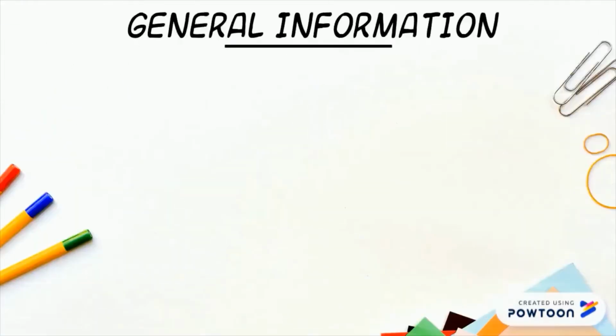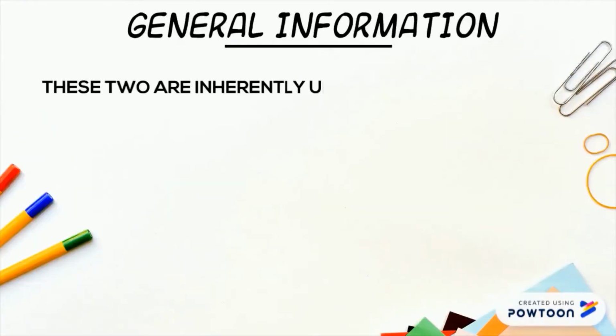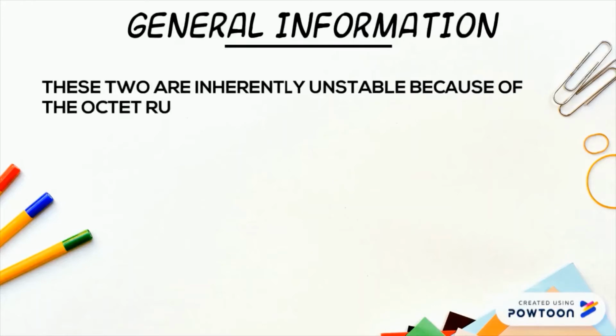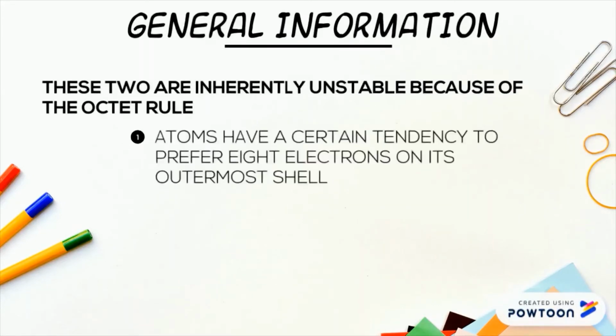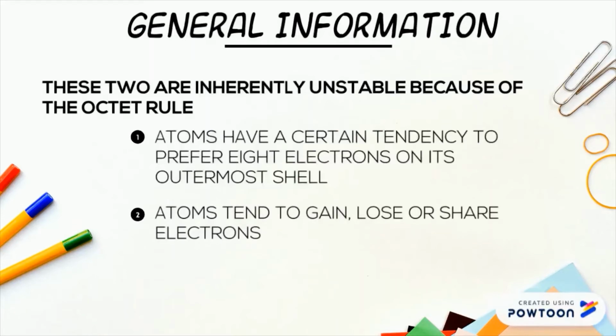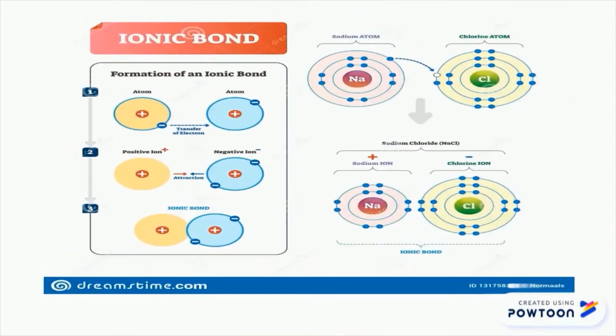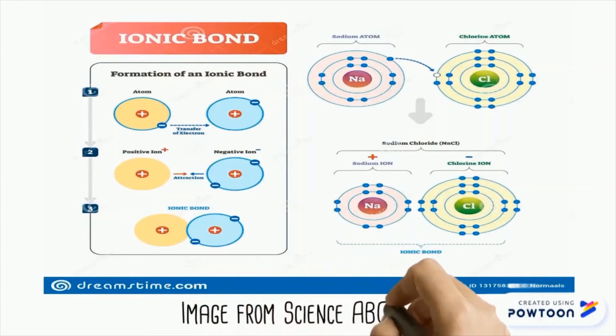By themselves, these two are inherently unstable because of the octet rule. According to the octet rule, atoms have a certain tendency to prefer 8 electrons on their outermost shell. Second, atoms tend to gain, lose, or share electrons. This is the image of how an ionic bond is formed between a sodium ion and a chlorine ion. So, let's see the explanation of how NaCl is formed.